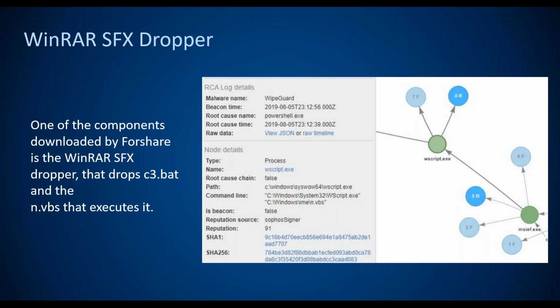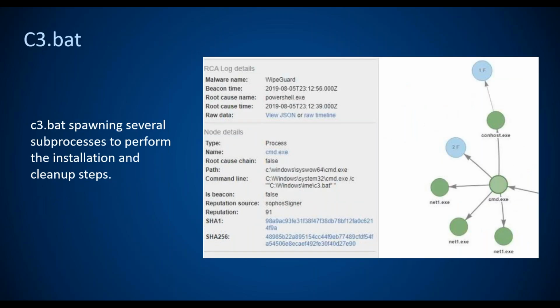Part of that, the ForShare downloader then downloads a WinRAR self-extracting archive. That archive contains some batch scripts and some VBS scripts, and then executes them. Again, very simple, but by having a modular system like this, it allows the threat actors to change stuff out much more readily, much more quickly. If they need to make a change, they can change the C3.bat file very quickly and make it essentially a completely different piece of malware.